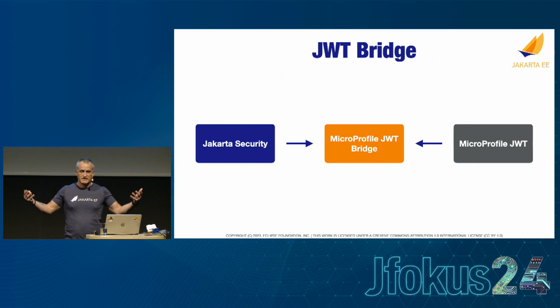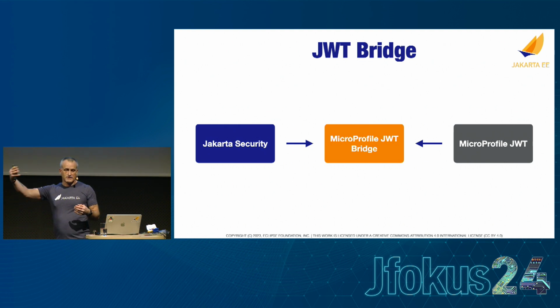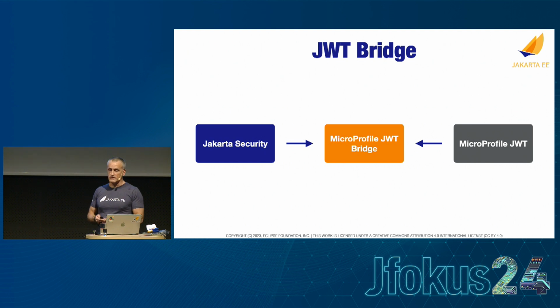It will be a specification that takes out the integration points, so Jakarta Security can depend on this one, as well as MicroProfile JWT can depend on it, because MicroProfile JWT depends on Jakarta Security, and we don't want these cycles. So this is to get rid of the cycles in the APIs. So there's a new specification there.